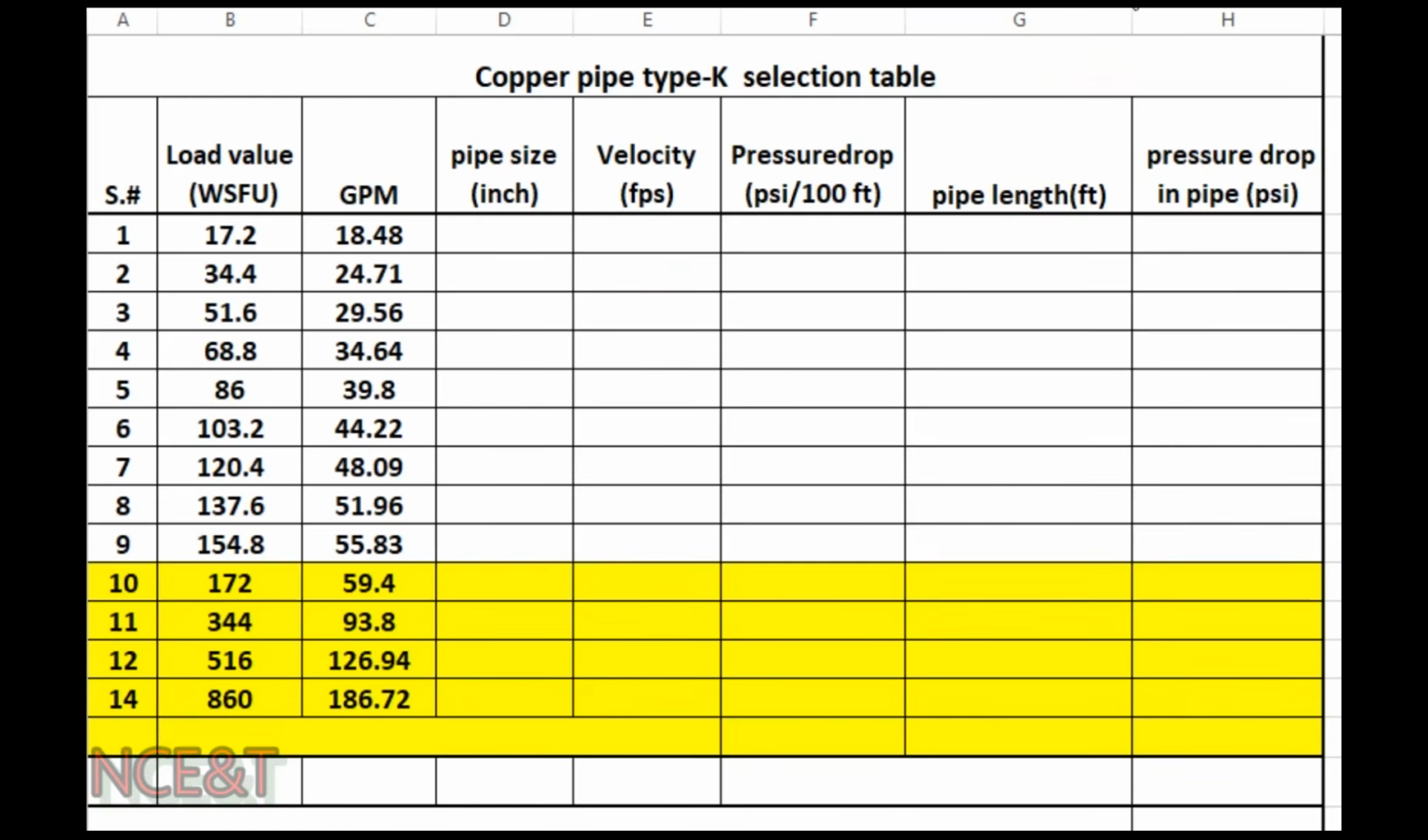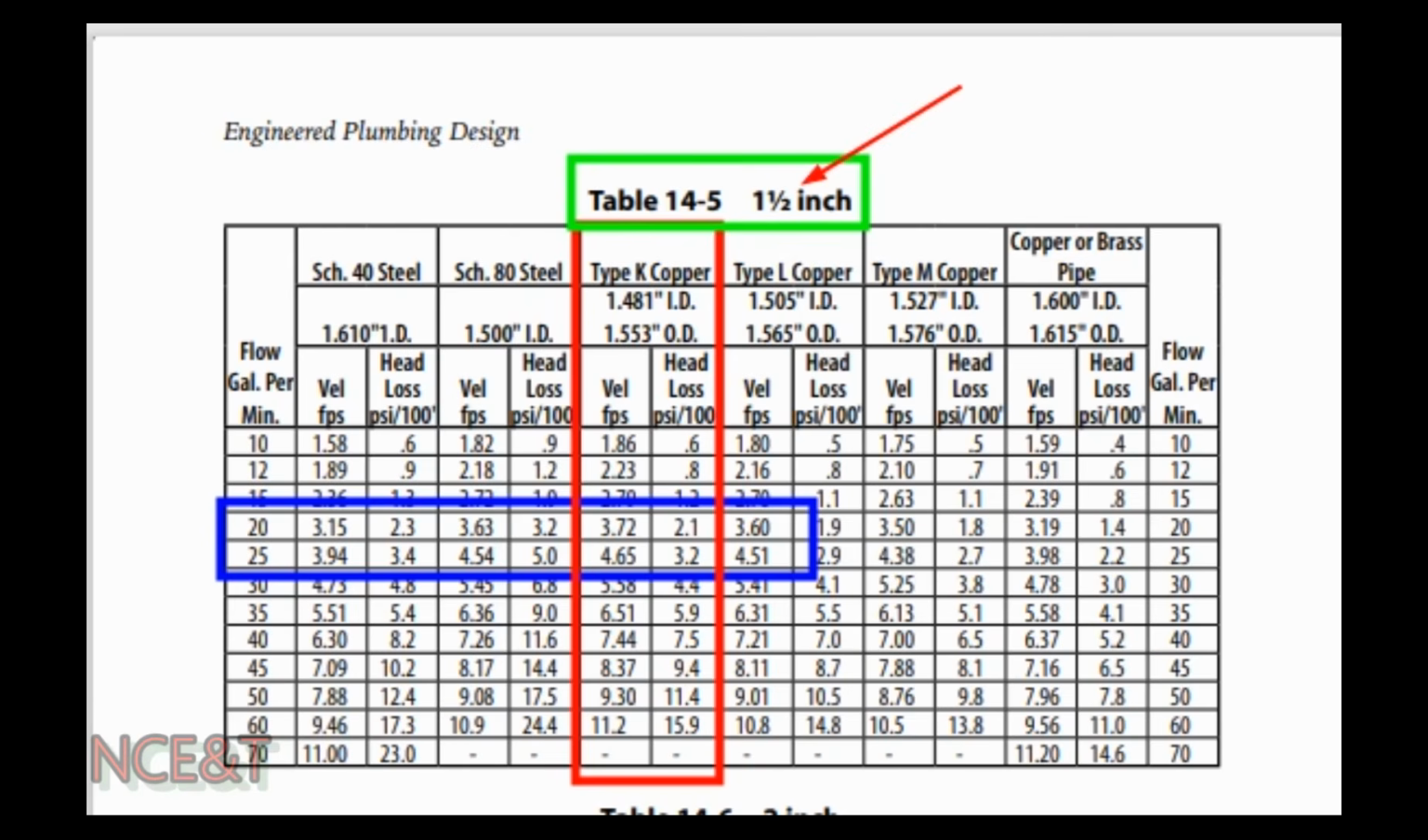Second GPM value is 24.71. For 24.71 GPM, let us select the 1.5 inch pipe. Here we have 20 GPM and 25 GPM. For 20 GPM, we have the velocity for copper pipe type K 3.72, and for 25 GPM we have the velocity 4.65. Both are in the range. Then head loss in psi per 100 feet: for 20 GPM it is 2.1, and for 25 GPM it is 3.2. So we will select the 1.5 inch pipe for 24.7 GPM.